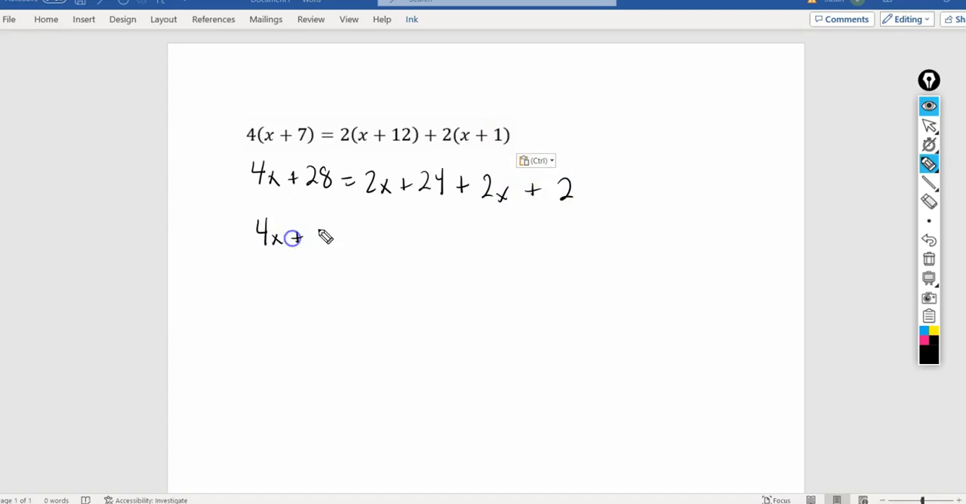So nothing to simplify on this side. Over here, 2x plus 2x is 4x, and 24 plus 2 is 26. Now the next thing I'm going to do is to try and get my x terms on one side. So I could subtract 4x, but you have to do the same thing to both sides. And again, notice that the x's are canceling. So the variable x is canceled.